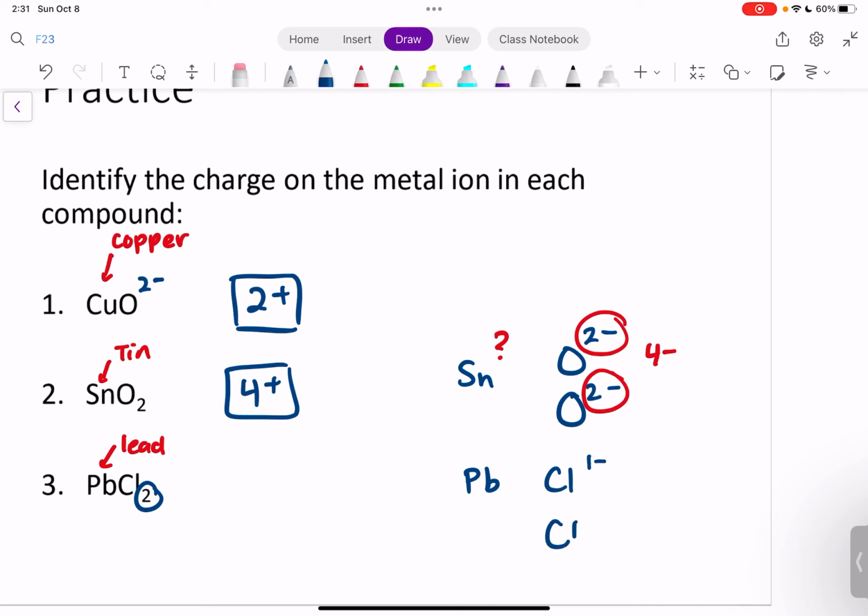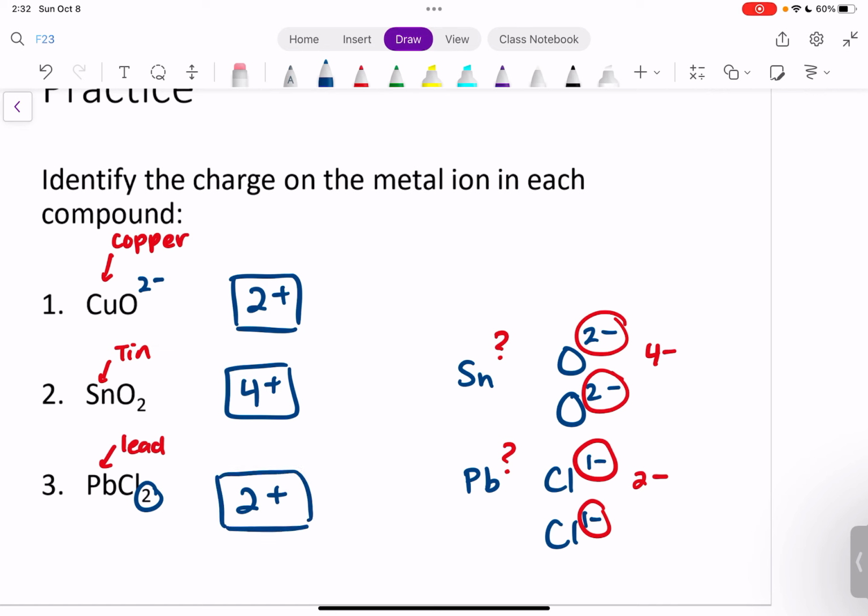So remember, when chlorine forms an ion, what ion is it going to form? Yeah, 1 minus, because it's in the 7th column on the periodic table, tall column. It's going to want to gain that 1 pesky electron. So if we've got 2 1 minus charges for an overall 2 minus charge on the right side, what does the charge on lead have to be? Yeah, 2 plus, right? Gotta cancel out.